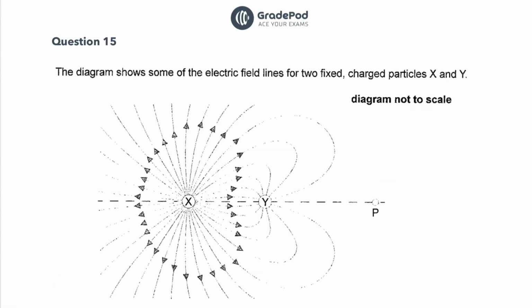Question 15. The diagram shows some of the electric field lines for 2 fixed charged particles X and Y.